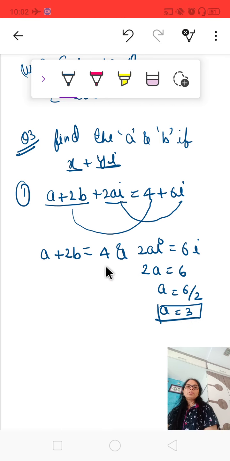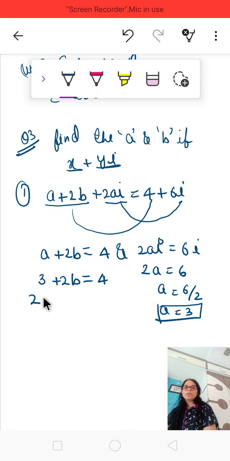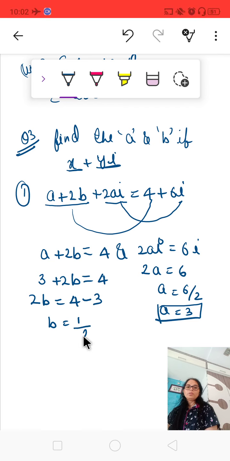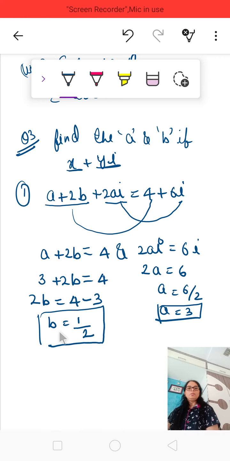Now you substitute this value in this equation, that is 3 plus 2b equal to 4. Therefore you will get 2b is equal to 4 minus 3. So b is equal to 1 upon 2. So in this way you are getting the value of a and b.